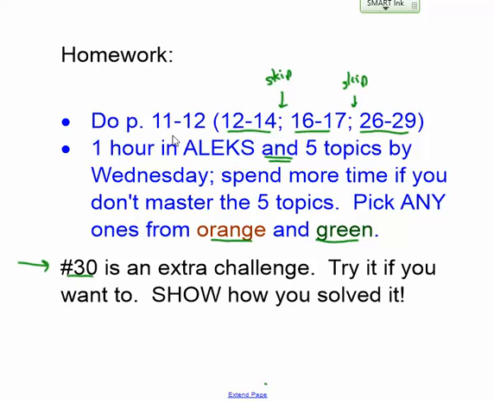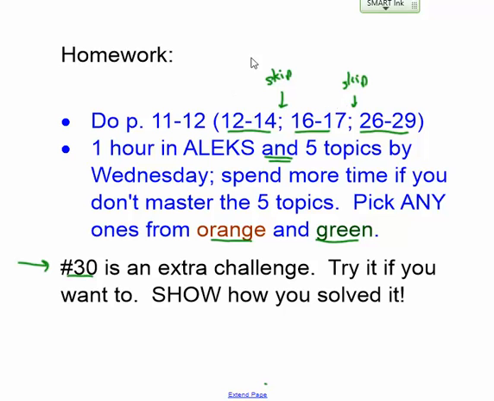So for homework, you have two things to do: a little bit of algebra to practice. So on pages 11 and 12, this means you're going to do numbers 12, 13, and 14. The semicolon means skip to number 16 and do 16 and 17, and then skip to number 26 and do 26, 27, 28, and 29. So just a little bit of algebra work.